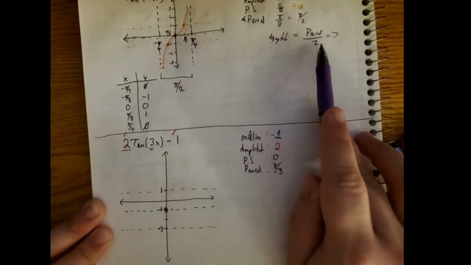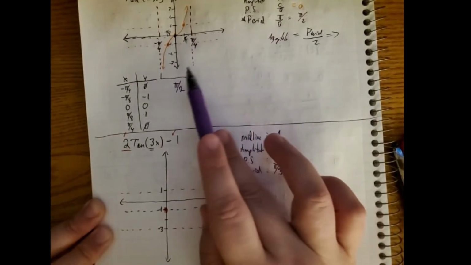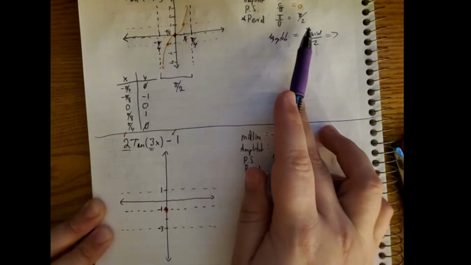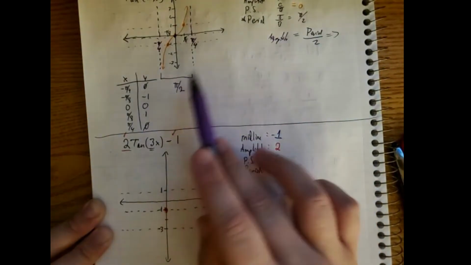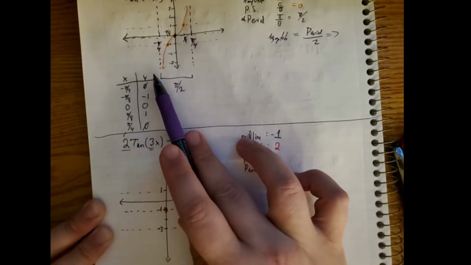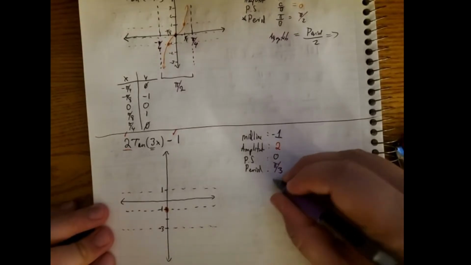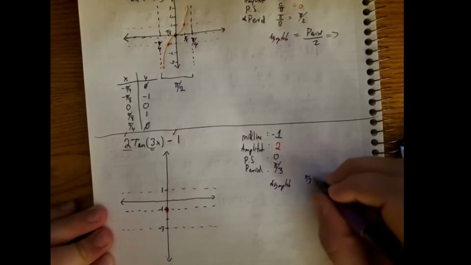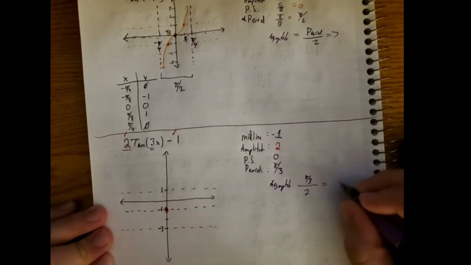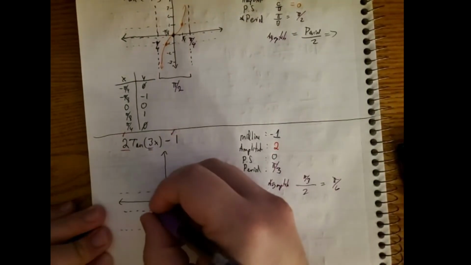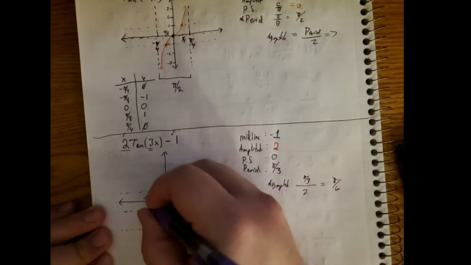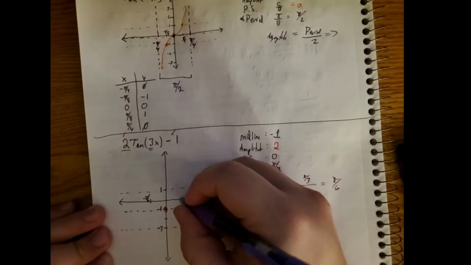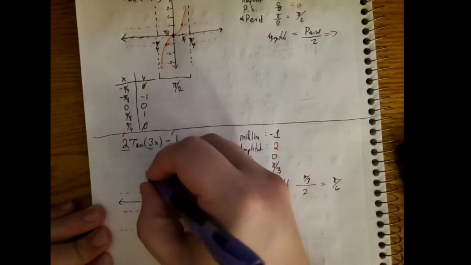The asymptotes are found at an augmented value halfway around this number. So if I have pi over 2, my period is pi over 2, and my asymptotes would then be at negative pi over 4 and positive pi over 4. So if my period is pi over 3, then my asymptotes are going to be taking place at pi over 3 over 2, so this would be pi over 6. So over here at negative pi over 6, I'm going to have an asymptote, and over here at positive pi over 6, I'm going to have an asymptote.